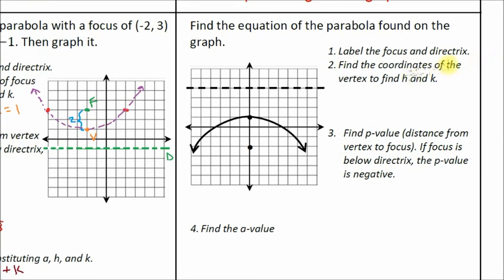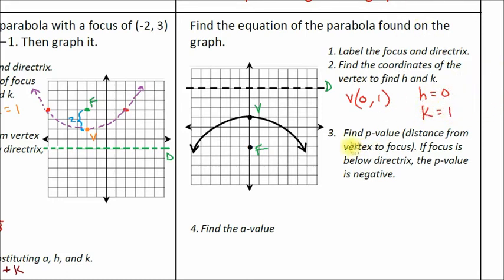Well, first step is label the focus and directrix. All right. Well, our focus is right here. Our directrix is right here. And we know the coordinate of our vertex. Our vertex is right here. And our vertex in this case is at 0. There's no movement on the x-axis, and +1. 0, +1. That means our h value is 0 and our k value is 1.